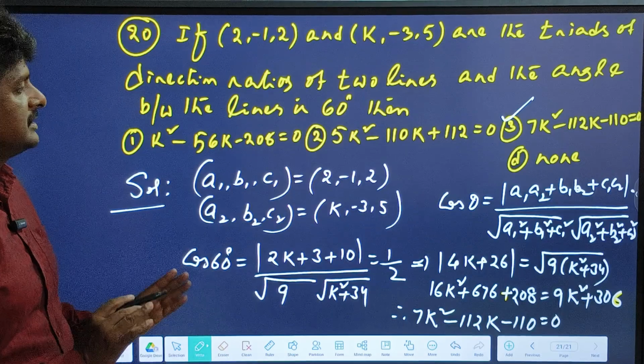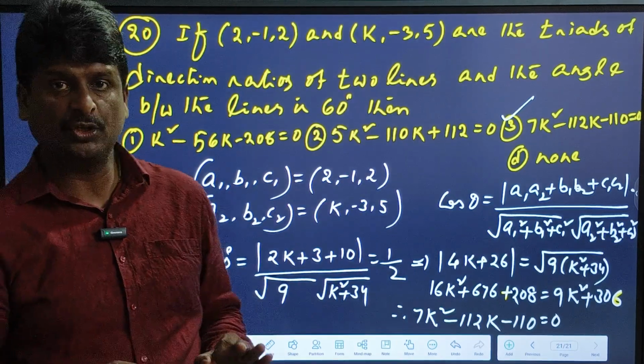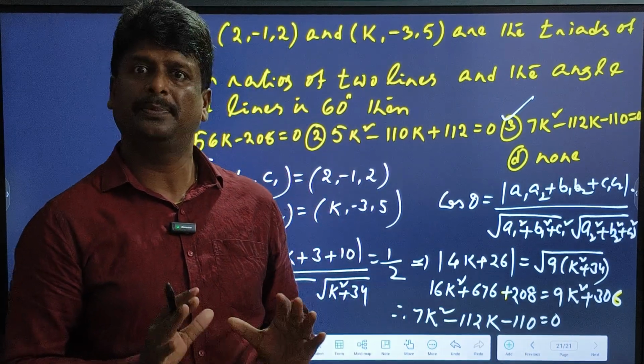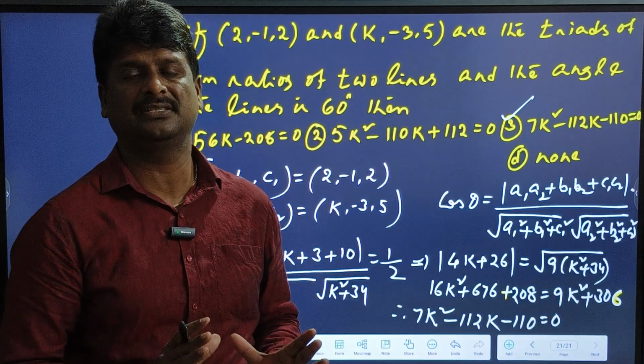Okay. So these are the models from 3D geometry, 2D straight lines, pair of straight lines, and vectors.